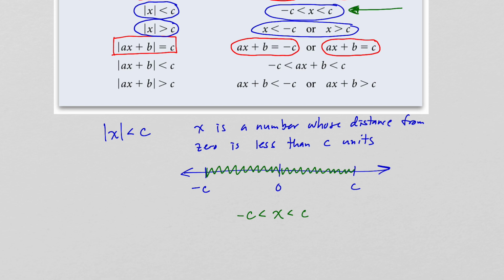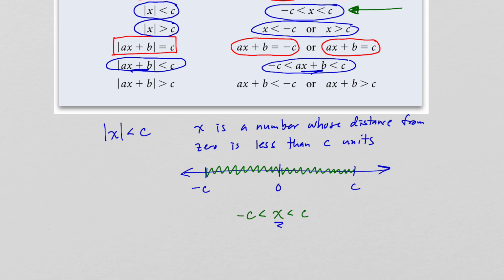Okay, now the same thing is true for this one. This is the exact same situation. It's just that now instead of having an x inside, we have ax plus b. Okay, but that's the same reasoning. You're just putting ax plus b here.